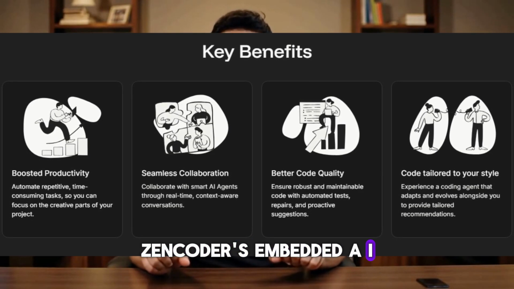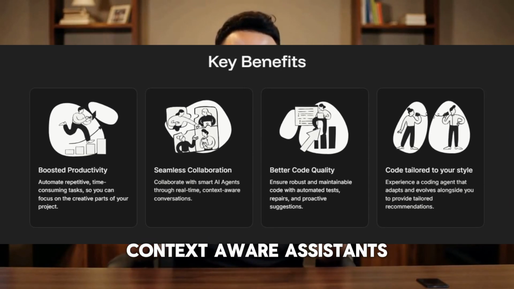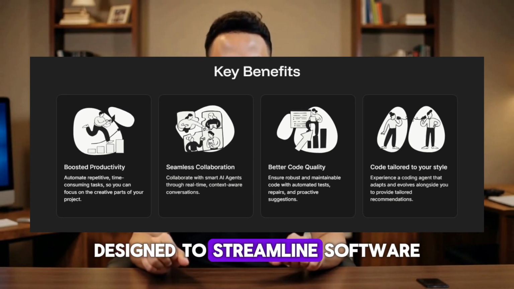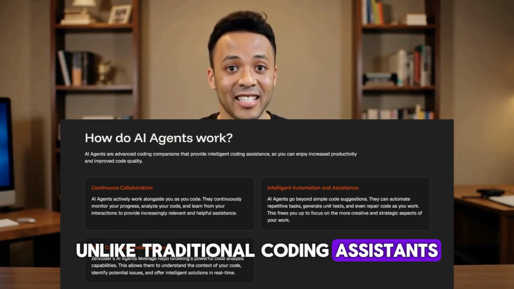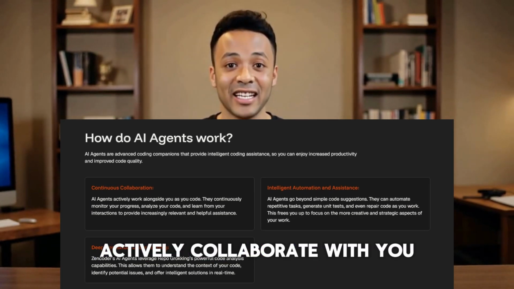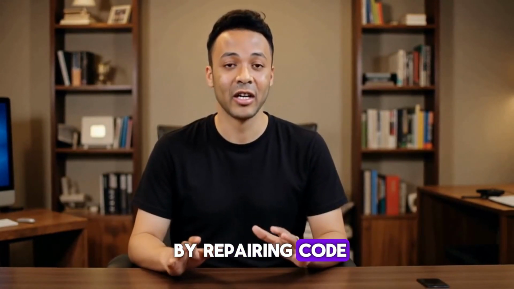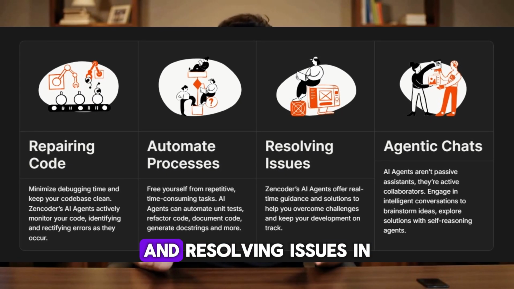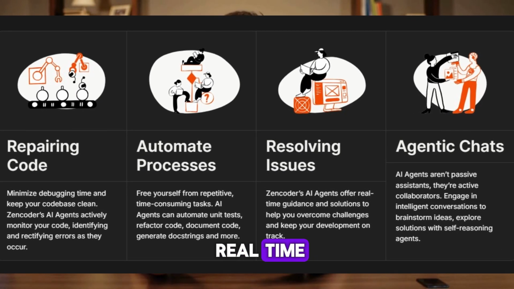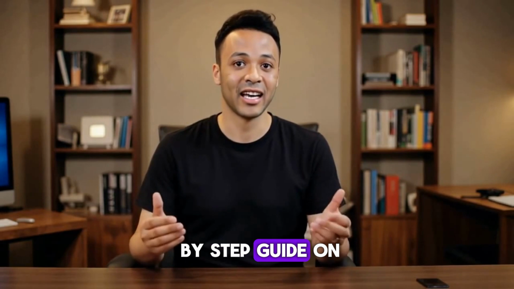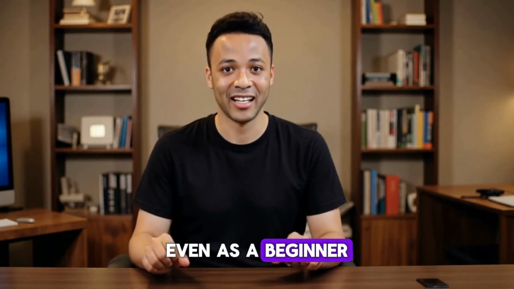Zencoder's embedded AI agents are intelligent, context-aware assistants designed to streamline software development processes. Unlike traditional coding assistants, these agents actively collaborate with you by repairing code, generating complete unit tests, and resolving issues in real time. So here's a step-by-step guide on how to get started even as a beginner.